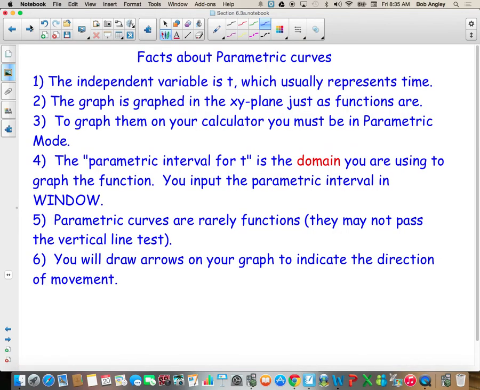Now, here are some facts about parametric curves. The independent variable is t, and it usually represents time. The graph is graphed in an xy plane just like functions are. So let me just make a drawing down here as we go through this. Here's an x-axis, here's a y-axis. Now, a lot of times when you get a parametric curve, it's going to represent something that could happen in a science class. It doesn't have to be that way, but that's where the practical use is.